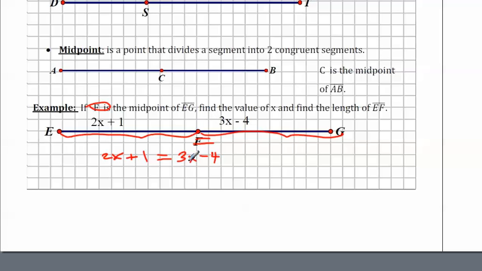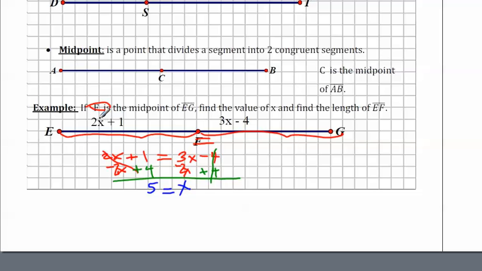So I'm going to subtract 2x from this side. And then I'm going to add 4 to the other side. Okay, so these two are going to cancel. And then I'm going to add 4. I'll do it in another color. Add 4 and add 4 here. And these two are going to cross out. So when we look at what we finally have, we have 1 plus 4 is 5, and 3x minus 2x is 1x. So x equals 5.